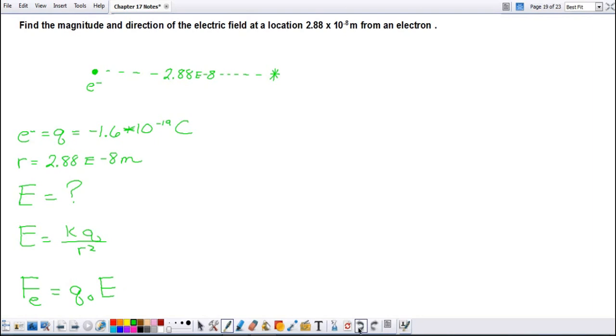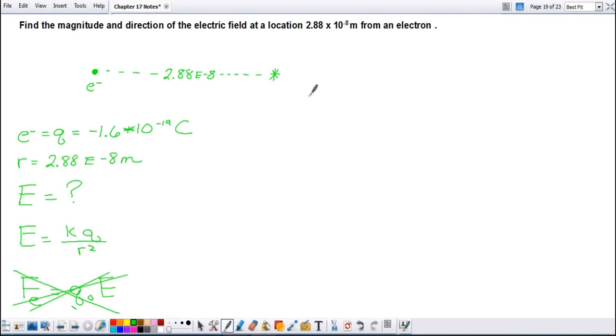Well, this is a test charge. We don't have a test charge. We're just looking at some point out here. So there's no test charge. Also, we are given the charge that's creating the field, and we're given the distance. So we're going to go ahead and use this first equation.